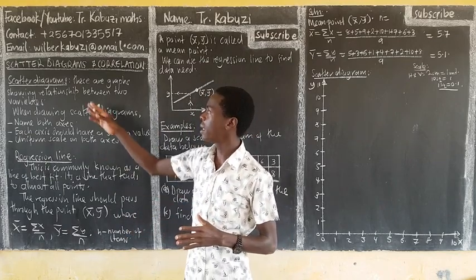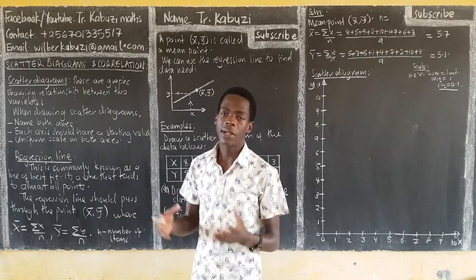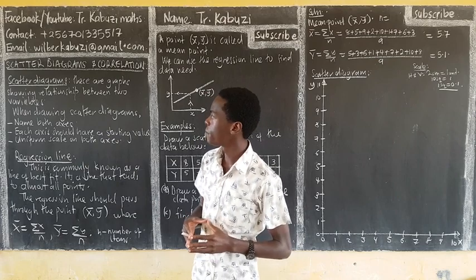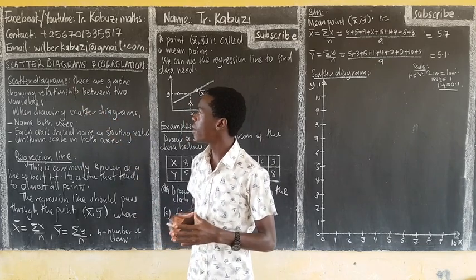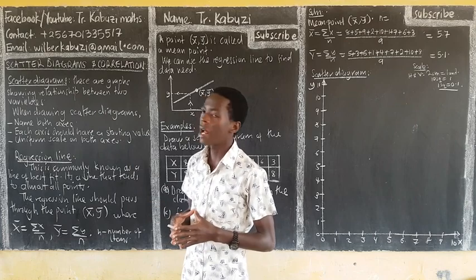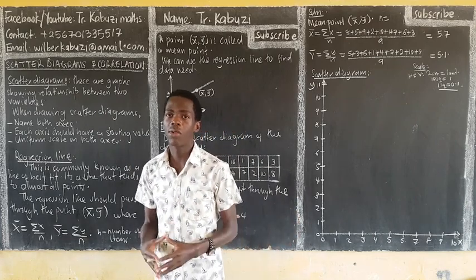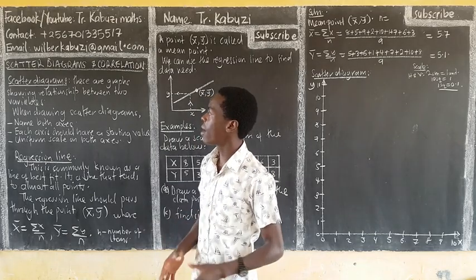Basically, we are going to start with scatter diagrams. We shall see correlations in the next few lessons. So, scatter diagrams are graphs showing the relationship between two variables. When you have two variables, you can easily draw a graph, and that graph is called a scatter diagram.